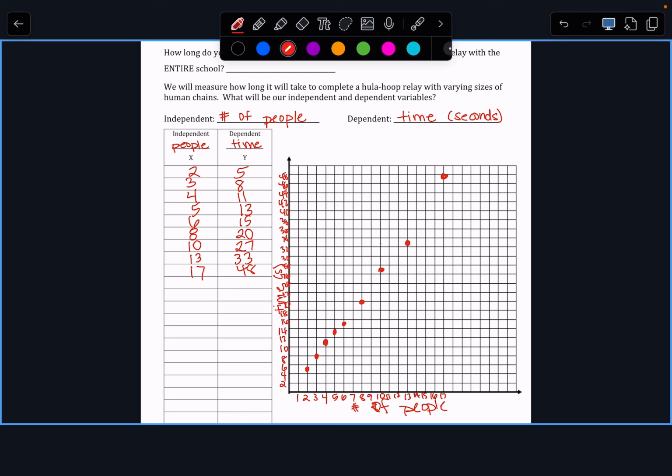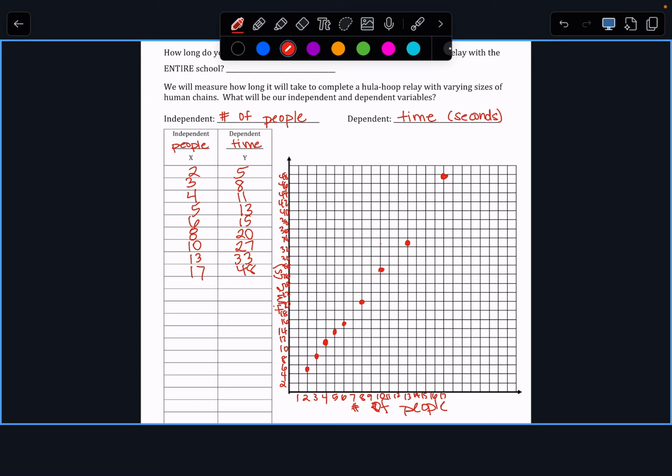So let's just talk about if we were to use a line to approximate that data, what kind of slope would it have? A positive. It would have a positive slope. Jace, how do we know that it's positive? Because it's going up.